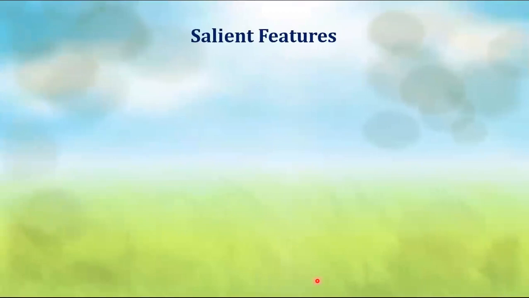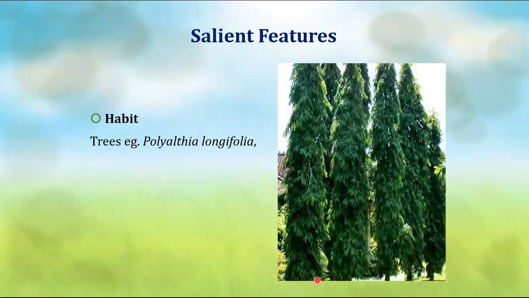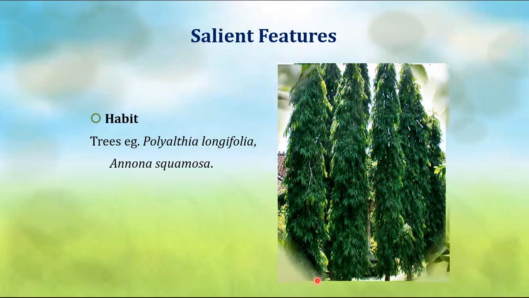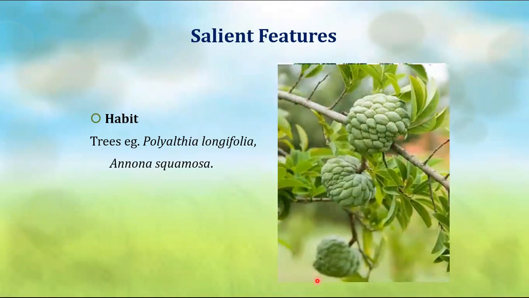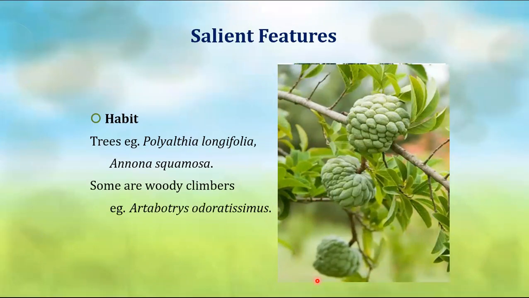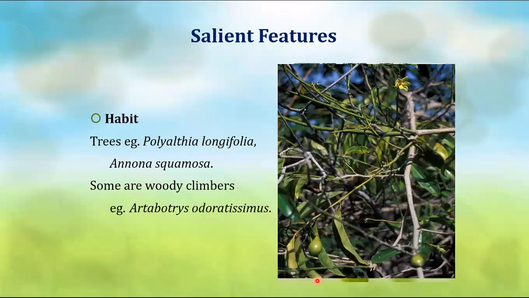Now we are focusing on the salient features. First is the habit. Most of the plants in the Annonaceae family are trees. Examples are Polyalthia longifolia, and Annona squamosa, that is sitafal. Some plants are woody climbers also. The example is Artabotrys, which is a woody climber.